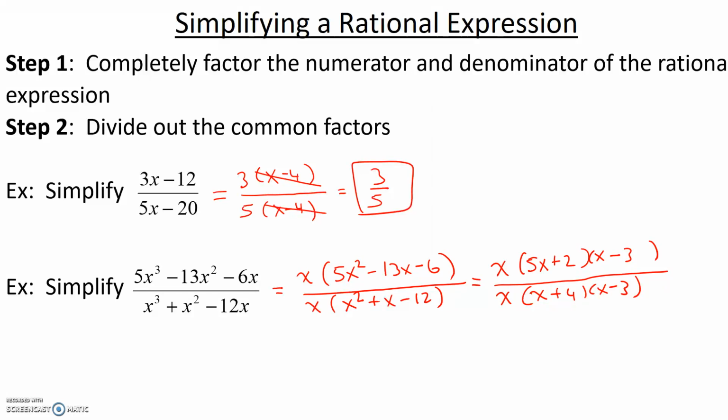Now, let's divide out the common factors. We have an x minus 3, which divides out. We have an x over x, that's also 1, so that divides out. And all we're left with is 5x plus 2 over x plus 4.